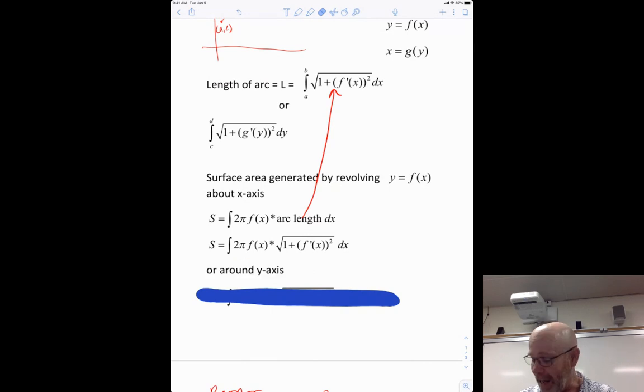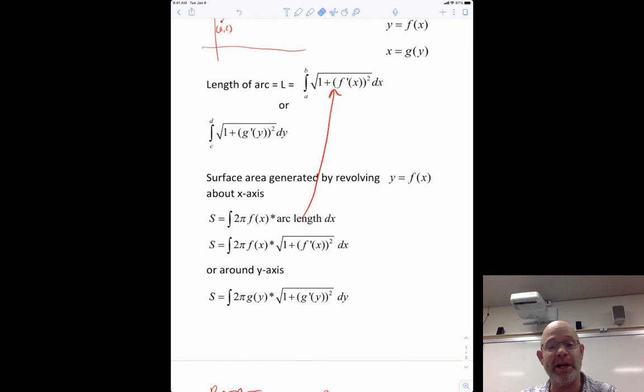If we're going around the y-axis, you have no choice. You must do everything in terms of y. Notice the form is exactly the same. It's 2 pi times the function, written in terms of y, times that arc length formula.